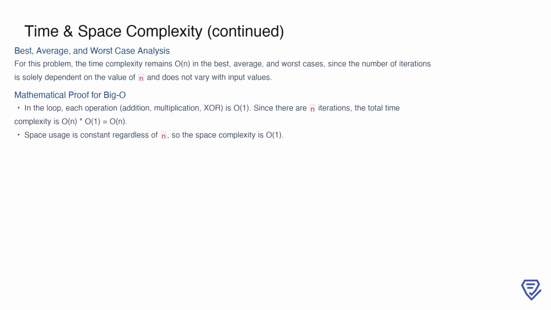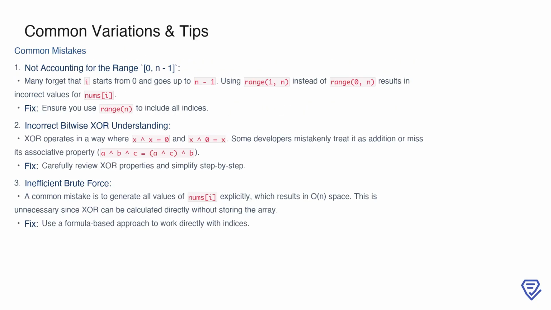This confirms that the space complexity is O(1), making the solution both time and space efficient. Let's start by addressing some common mistakes that arise when solving this problem. First, it's easy to overlook the correct range for the index i. Since i ranges from 0 to n-1, using something like range(1, n) instead of range(0, n) will lead to incorrect values for nums[i]. The fix is simple: always ensure you're using range(n) to include all indices.